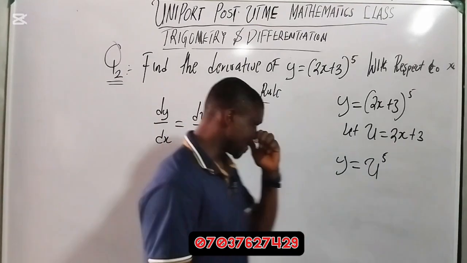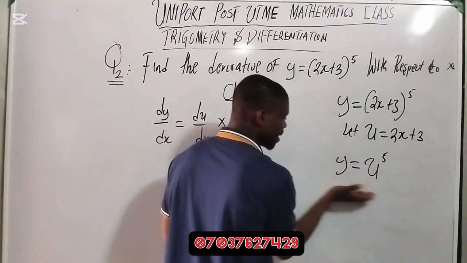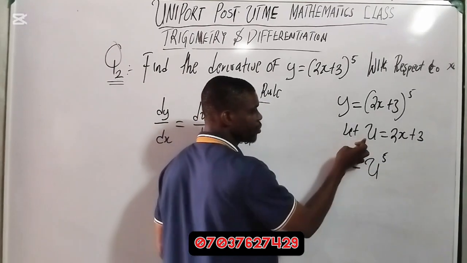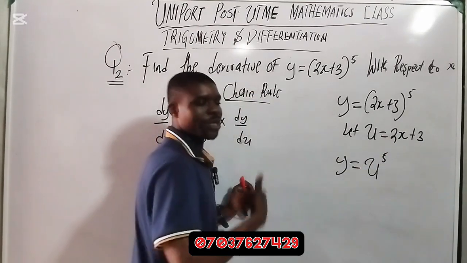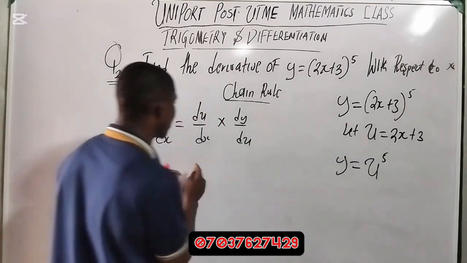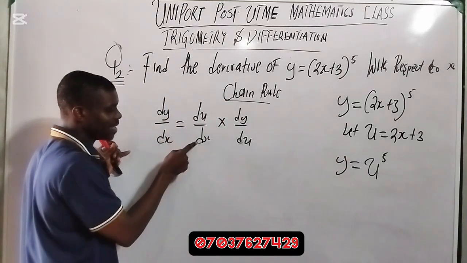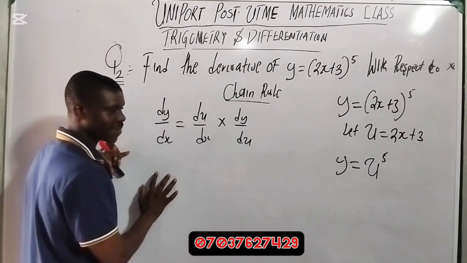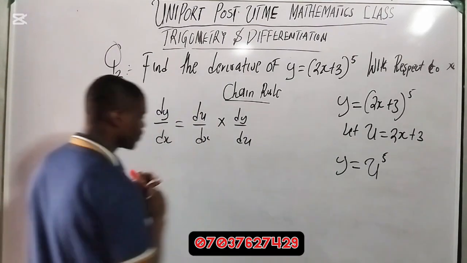Now let's differentiate y in respect to u, and let's differentiate u in respect to x. This is where du over dx and dy over du come from, and you're going to multiply them. Let me just bring this out.